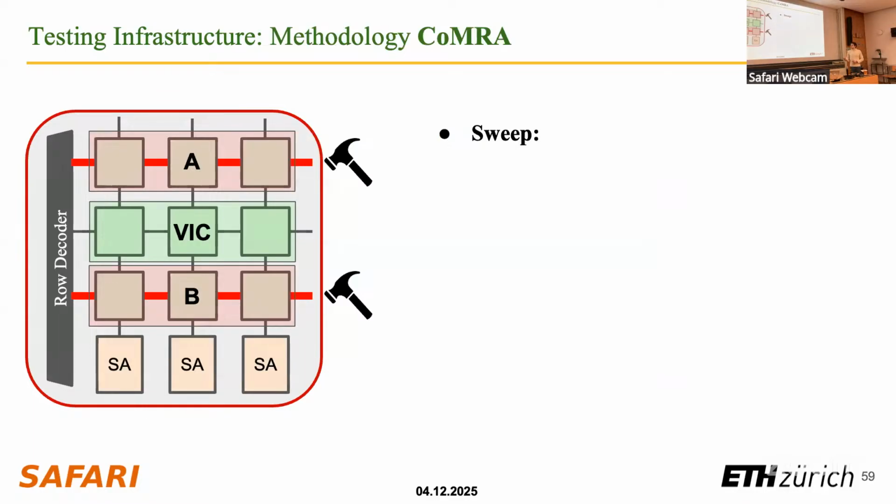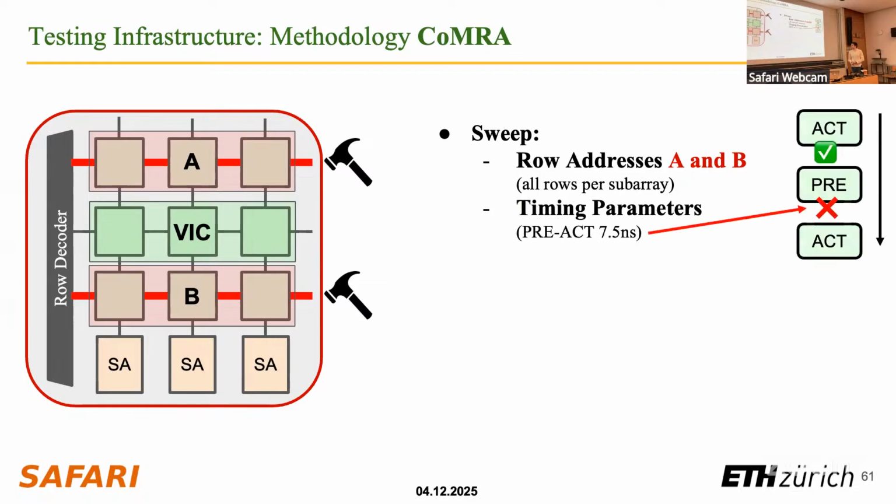The parameters that they tested for was obviously the rows for our consecutive multiple row activation. All the rows in a subarray were tested as victim rows. The timing parameters were also varied. In this case, for all the figures that I will show, they used 7.5 nanoseconds between the precharge and the activate. But they varied this, and this was what worked best.